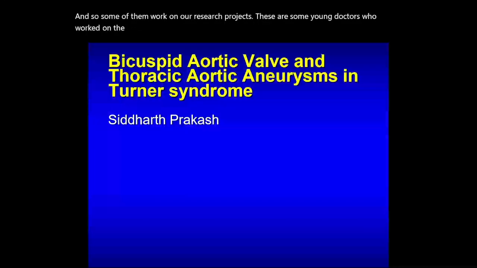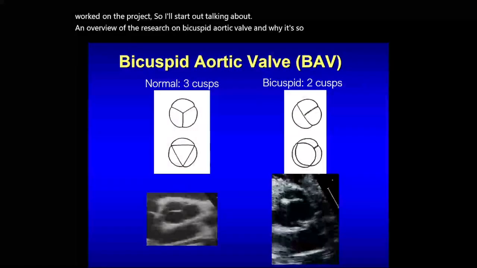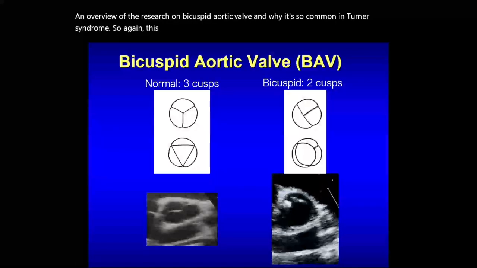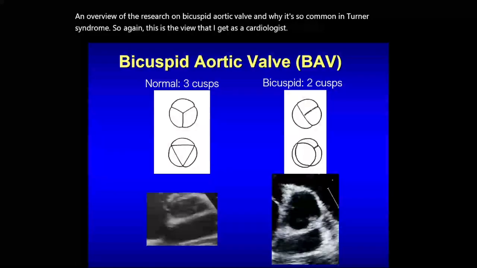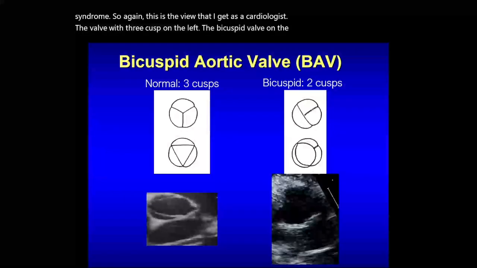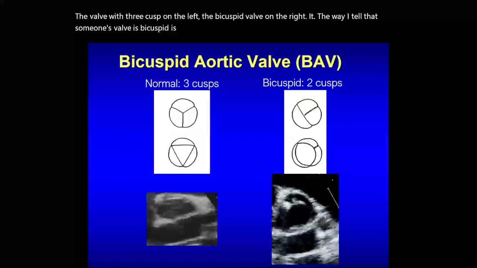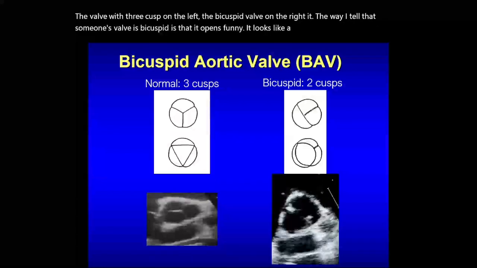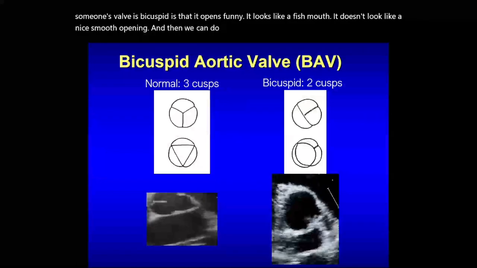So I'll start out talking about an overview of the research on bicuspid aortic valve and why it's so common in Turner syndrome. So again, this is the view that I get as a cardiologist. The valve with 3 cusps on the left, the bicuspid valve on the right. The way I tell that someone's valve is bicuspid is that it opens funny. It looks like a fish mouth. It doesn't look like a nice, smooth opening. And then we can do other tests to figure out how the valve is functioning.